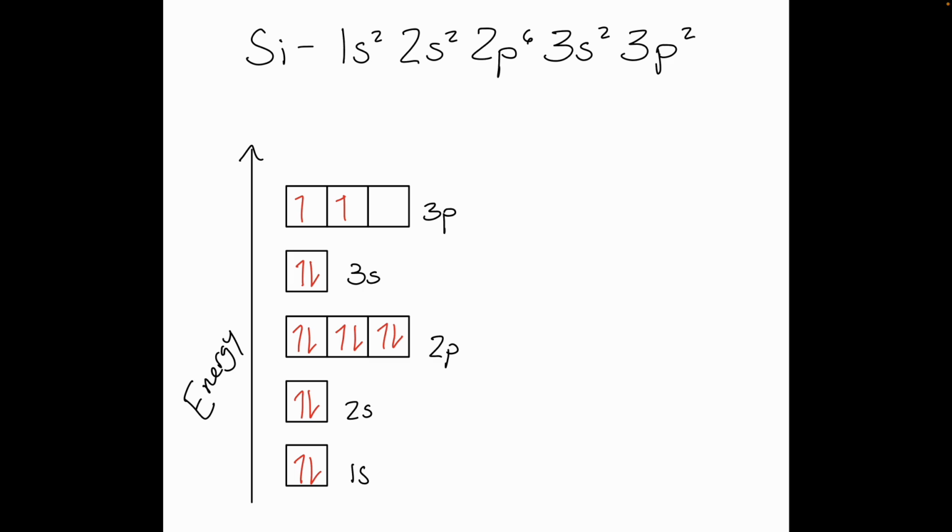Does that half-filling rule only apply to the p orbital? No, any equal energy orbital. So if we got to a d orbital, there would be 5 boxes in a row, and you would go through and only half fill them.